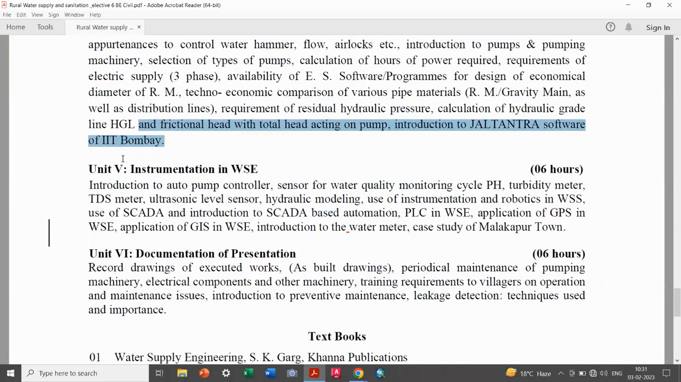Then unit number 5, instrumentation in water supply engineering. Which different instruments can be used? Introduction to auto pump controller. You can see the motor which is installed in our house also, in urban areas also, that may have an auto controller.